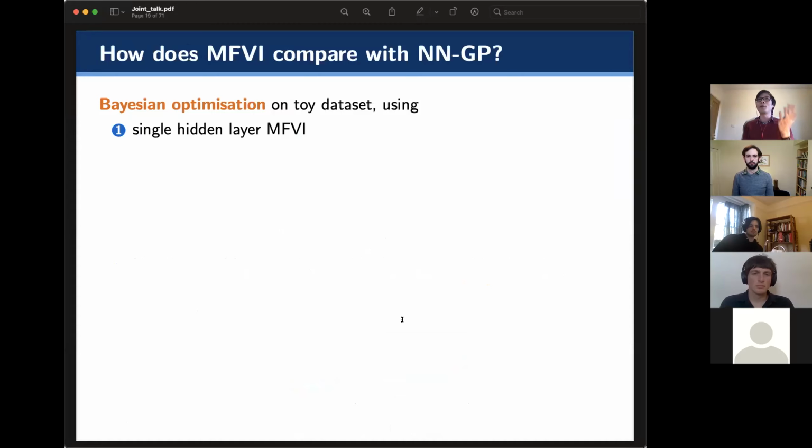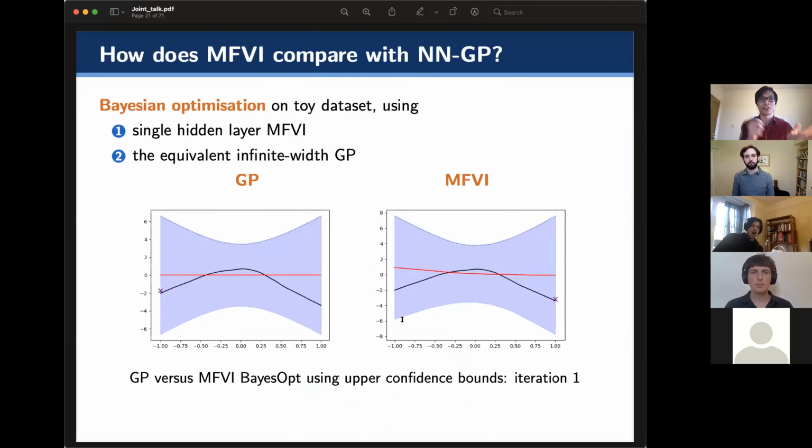So with that in mind, how does mean field VI compare to this infinite width neural net Gaussian process? Let's consider a toy Bayesian optimization problem using a single hidden layer mean field VI network and the equivalent infinite width Gaussian process. So on the left, I show the GP. On the right, I show mean field VI. And I show a super simple optimization problem. I want to optimize the black curve, which just has a single maximum in the middle. Now, the red line is the mean of the GP prediction, or the mean field VI prediction. And the blue shaded region are the uncertainty regions. Now, we're going to use upper confidence bounds to do Bayesian optimization, which means we select the top of this blue shaded region.